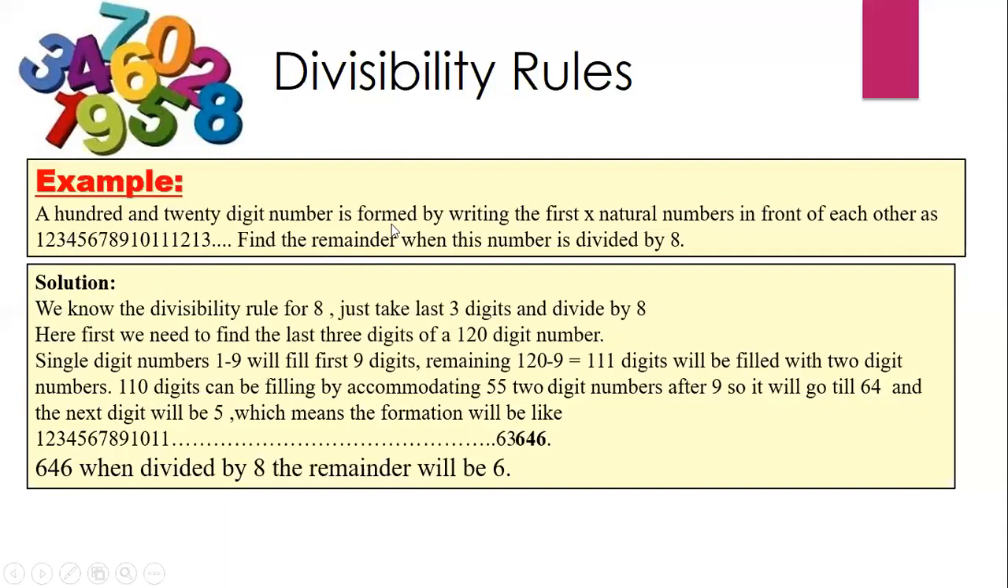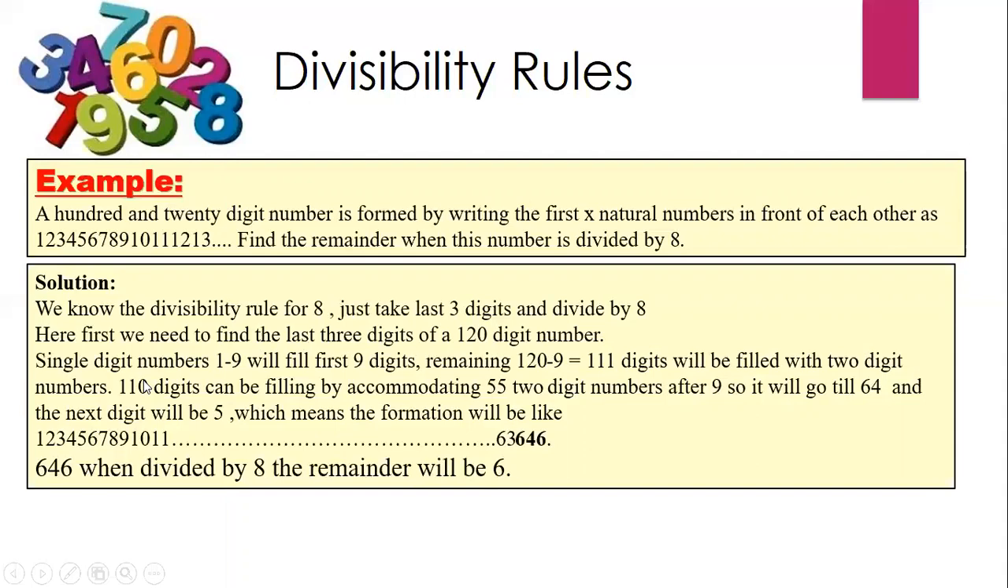Out of that 120 digits, the first 9 is going to be single digit numbers. So I'm removing those 9 single digits, left with 111 digits. Those 111 digits will be filled with 2 digit numbers like 10, 11, 12, 13, 14. Like that 2 digit numbers will be added. Then only 110 digits can be formed. Here 111 is not exactly divisible by 2, so I am taking 110 digits.